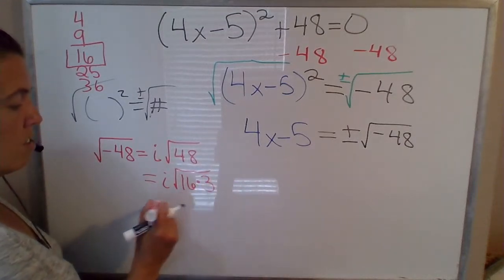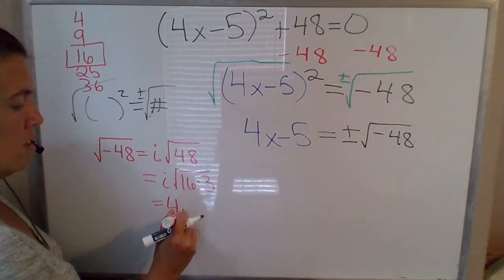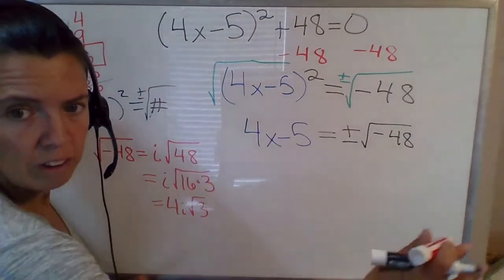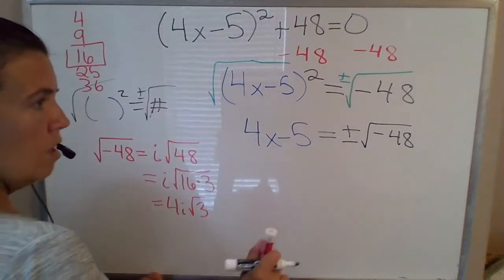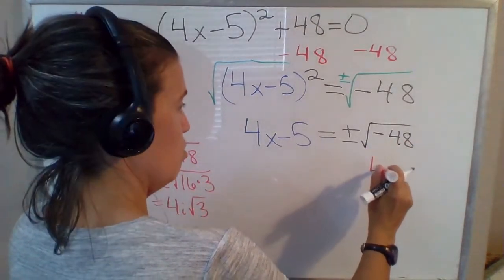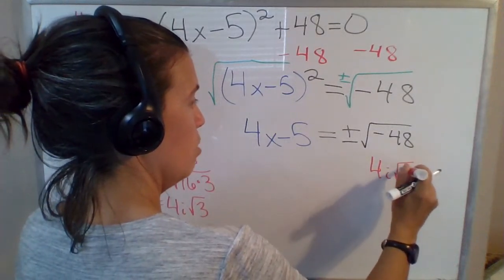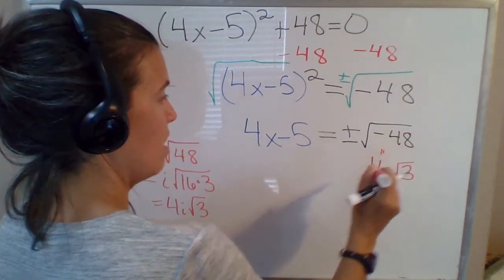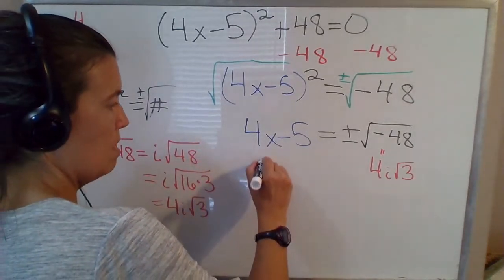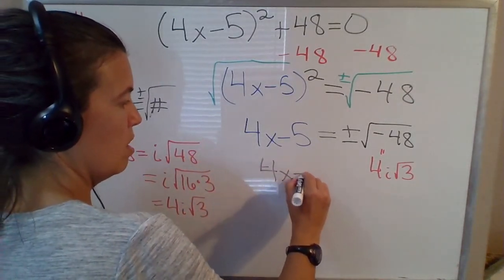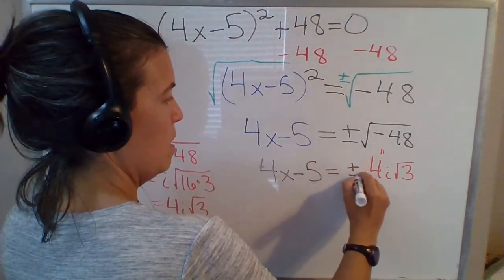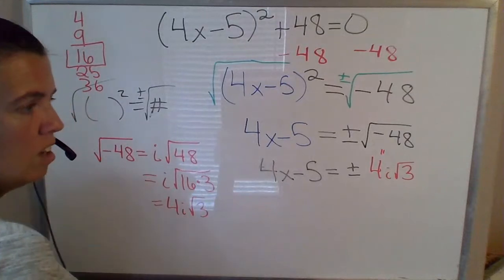Then the square root of 16 is 4. The square root of 3 is ugly, so it stays under the radical. So the square root of negative 48 is equal to 4i square root of 3, according to that scratch work that we just did. Okay, so let me copy down the rest of this. Equals plus or minus this quantity here.